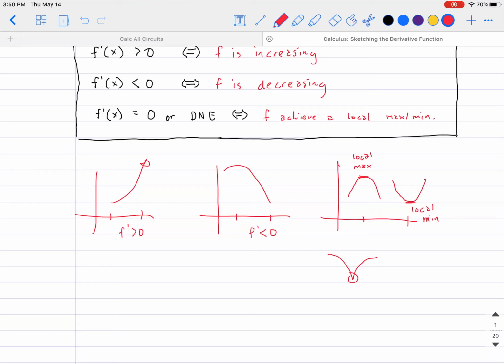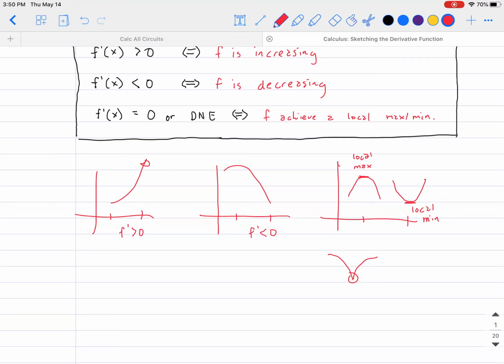The reason why the slope doesn't exist over here at the cusp is that whenever you're solving for the derivative, we're using limits. That means all the rules that we learned about limits have to apply. The limit coming from the left has to be the same as the limit coming from the right. For a cusp, the slope coming from the left definitely does not agree with the slope coming from the right.